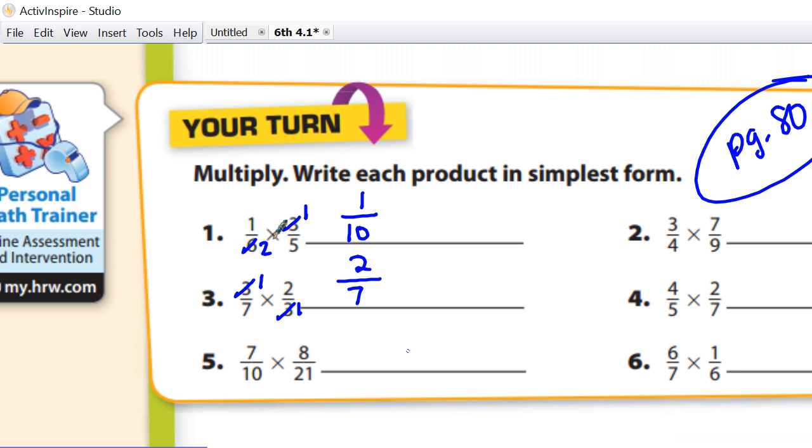I'm going to skip ahead to number 5. I'm going to identify diagonally that 7 and 21 share a factor of 7. 7 goes into itself once. 7 goes into 21 3 times. And then I'm going to identify also that 8 and 10 share a factor of 2. I'll remind you here that simplifying doesn't mean that 8 goes into 10 evenly. Simplifying means that 8 and 10 can each be divided by the same factor of 2. 2 goes into 8 4 times. 2 goes into 10 5 times. And now I've got 1 times 4 as my numerator, and 5 times 3 as my denominator.